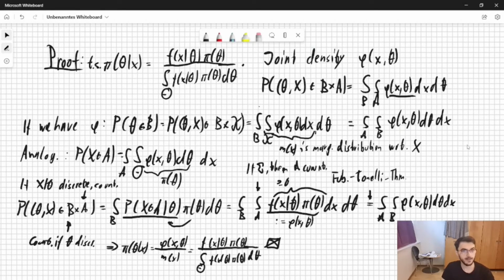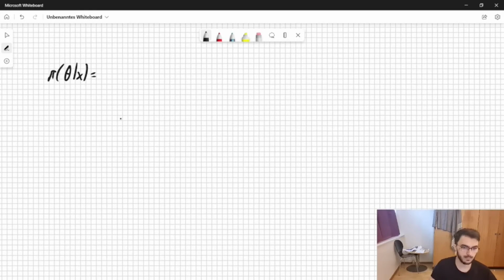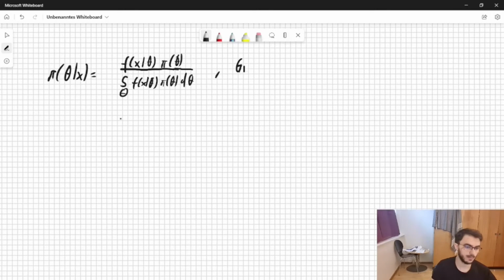So let's see what this proof implies. So let's say that we are given a prior, so we can accurately express our prior beliefs. We're going to see later that this is actually a huge problem and it's not clear how to do this at all. But let's say that we have that.